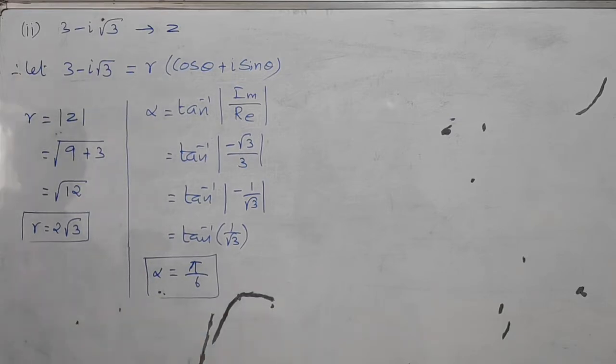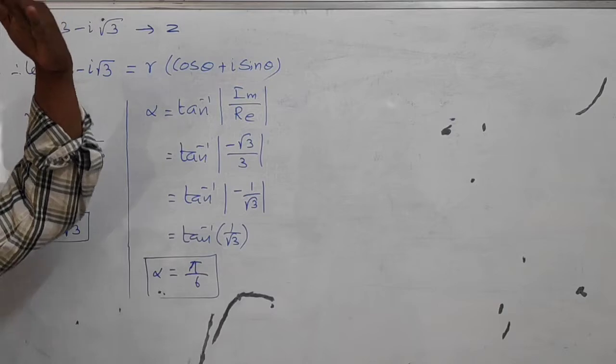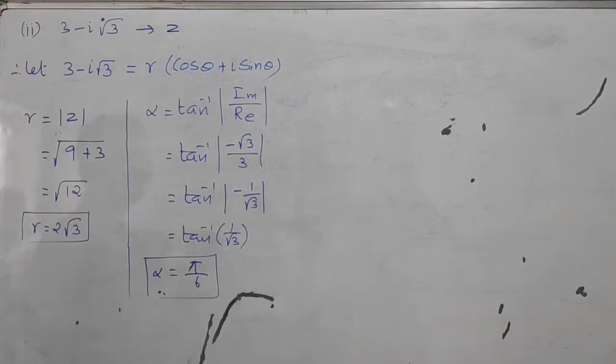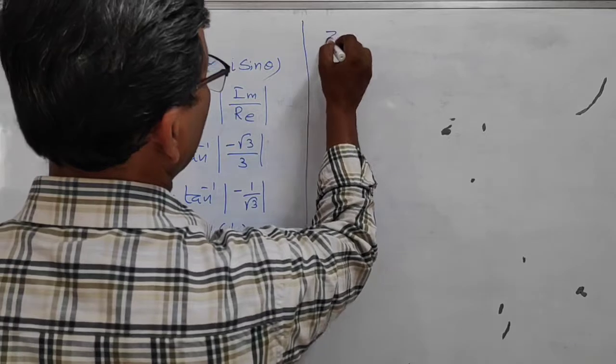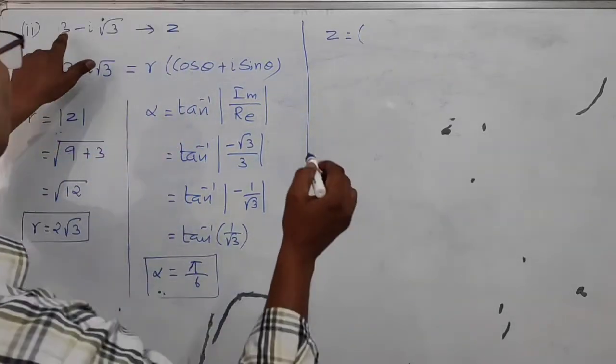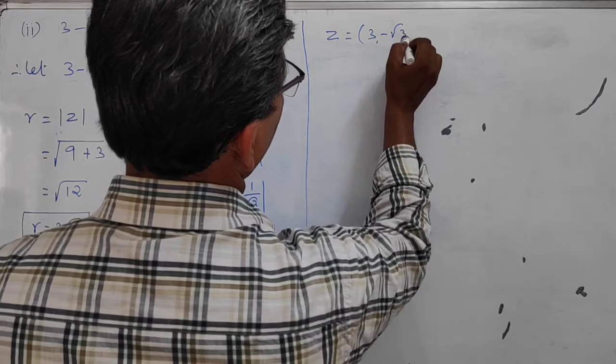We have found the alpha value. After that we need to find theta. For finding theta, we need to know the position of z. Therefore, first let us see where z is. Z is equal to (3, minus root 3).